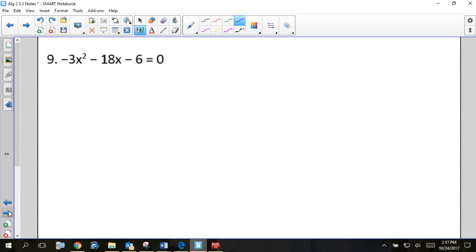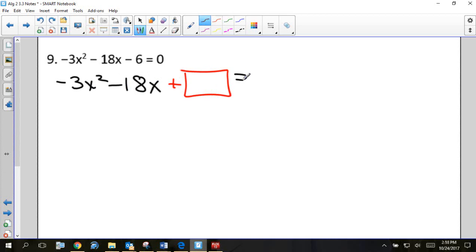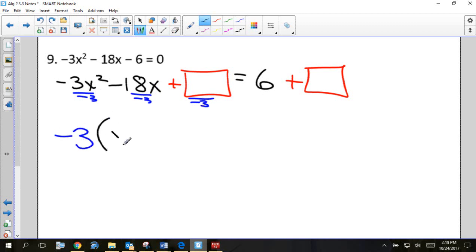So what is our first step, Jacob? Get rid of that constant, move it over. So we're going to have negative 3x squared minus 18x, leave a space for that square, equals positive 6 plus square. And then we can't complete the square if there's a number other than 1 in front of x squared, which there is. So I've got to get rid of that next. So we've got to divide out that negative 3, factor it out, put it in front. So I get x squared plus 6x, but then I don't have square anymore. I have fluffy cloud.